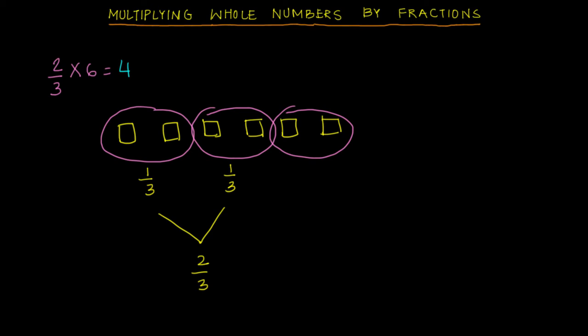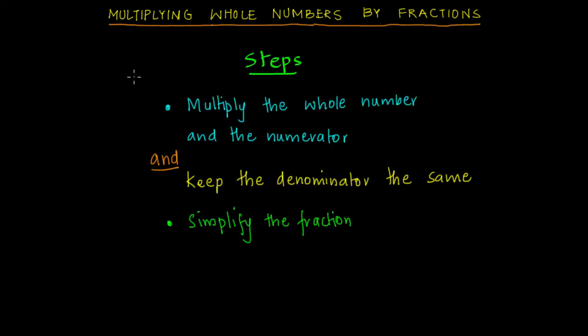Let's see if we can come up with a rule or a set of steps that we can use to multiply a whole number by a fraction. So these are the steps. The first step is to multiply the whole number and the numerator while keeping the denominator the same. And once you have done that, you simplify the fraction.